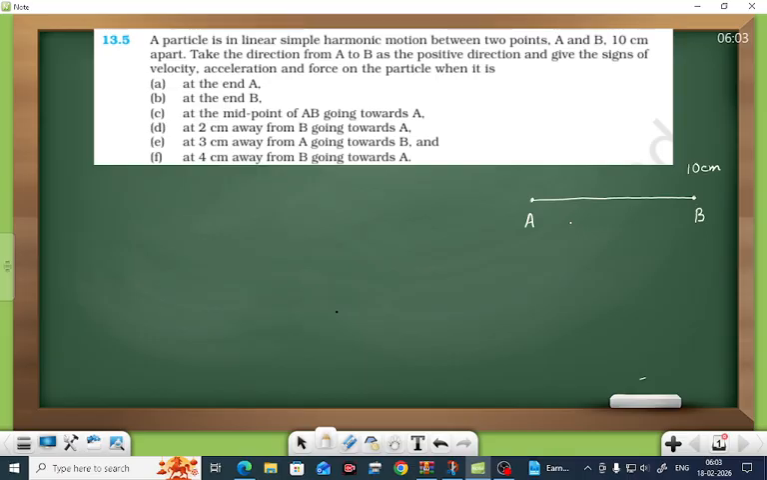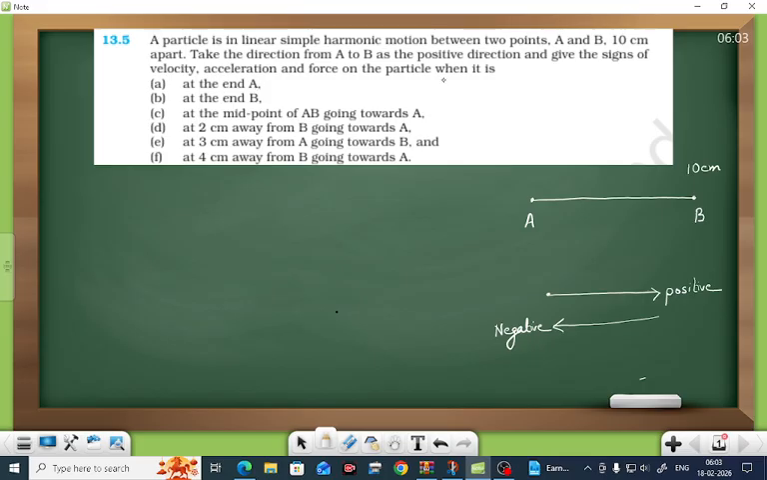Take the direction from A to B as the positive direction. That means you have to take this direction, from A to B or left to right, as positive direction. So this is positive direction, and from right to left as negative direction, right? This is negative direction.